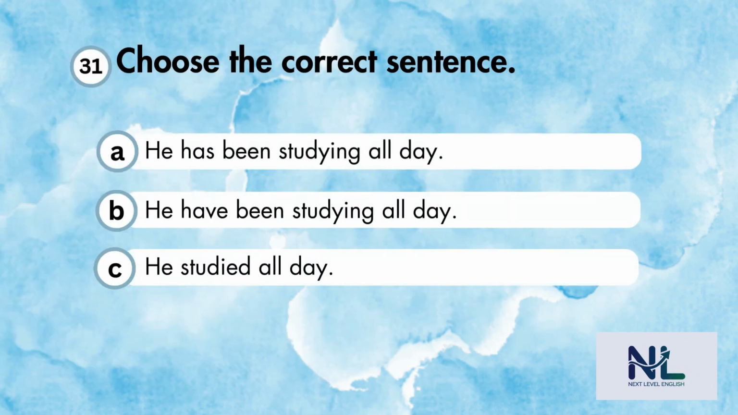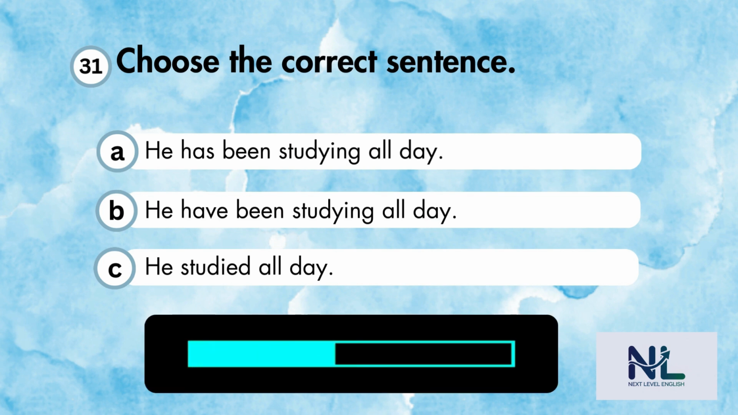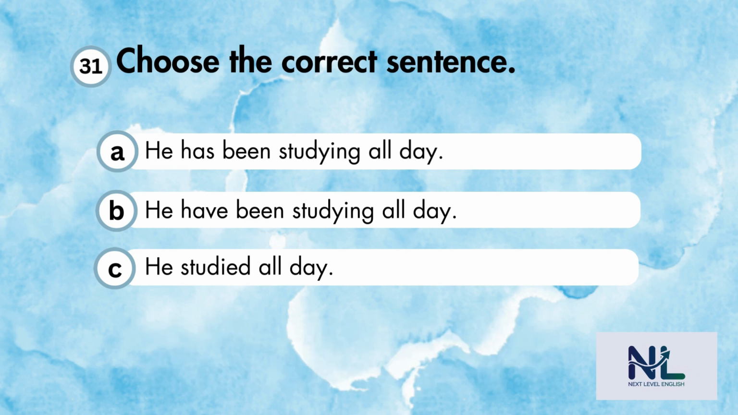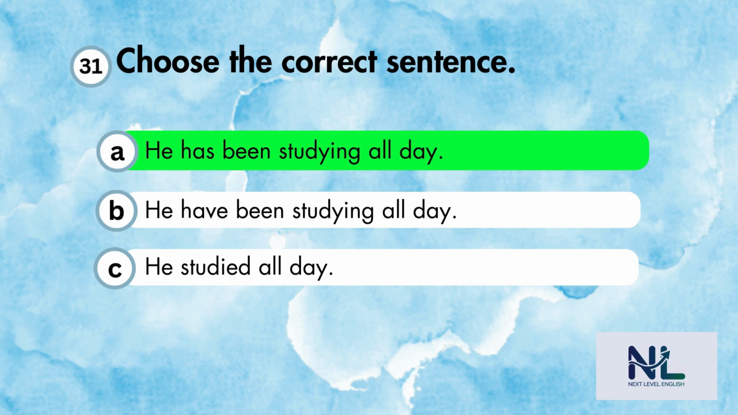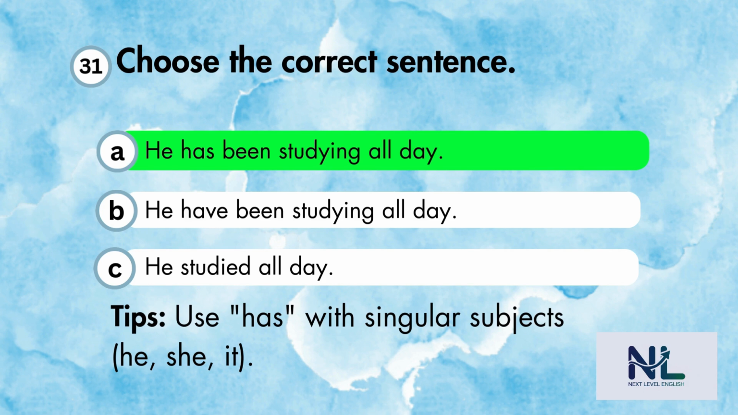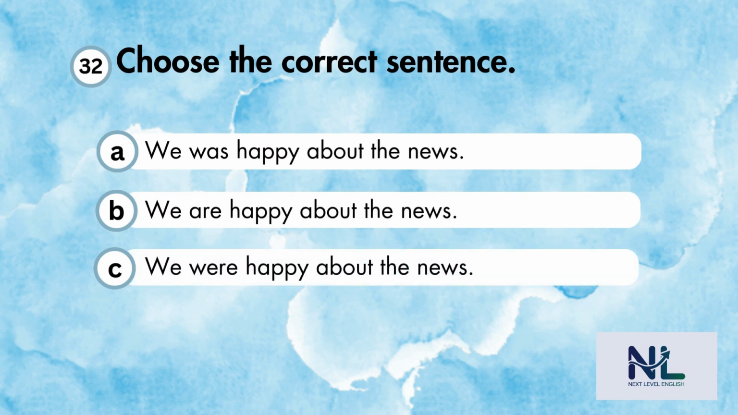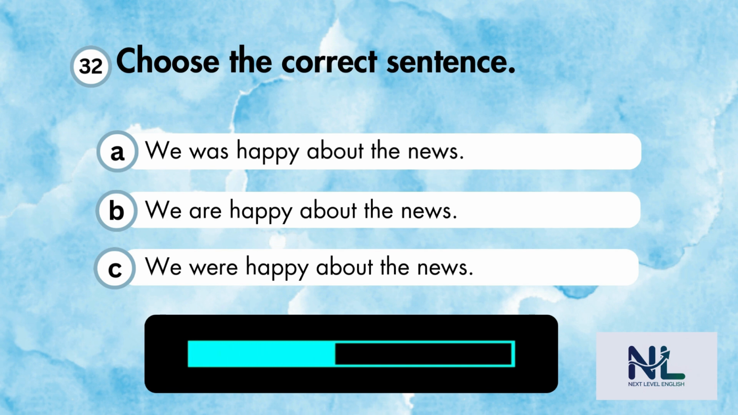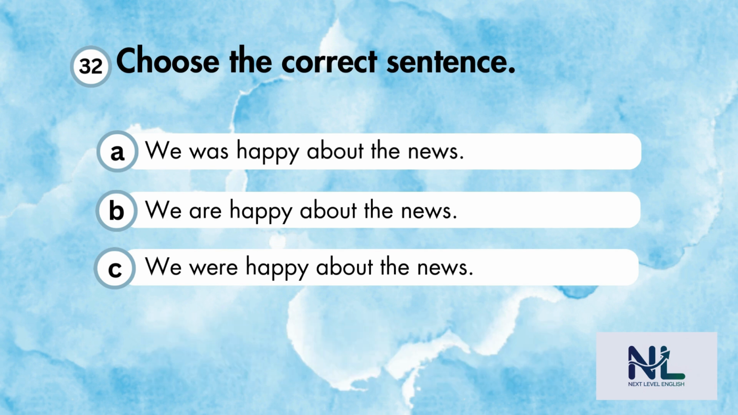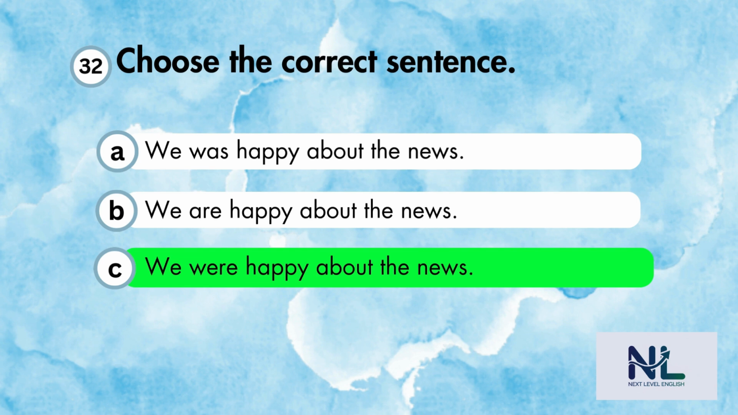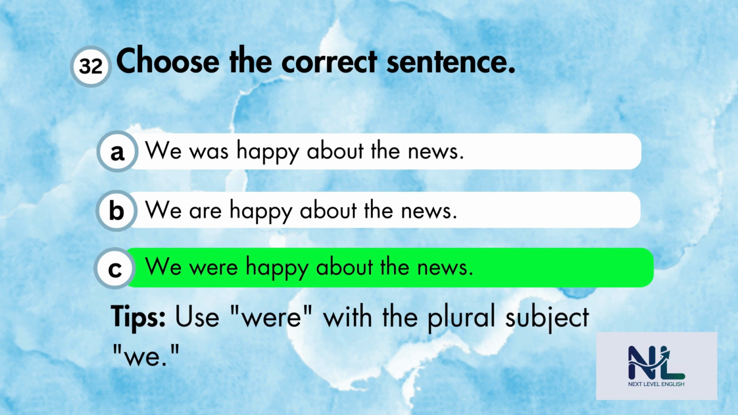31. Choose the correct sentence. He has been studying all day. Tips: use has with singular subjects, he, she, it. 32. Choose the correct sentence. We were happy about the news. Tips: use were with the plural subject we.